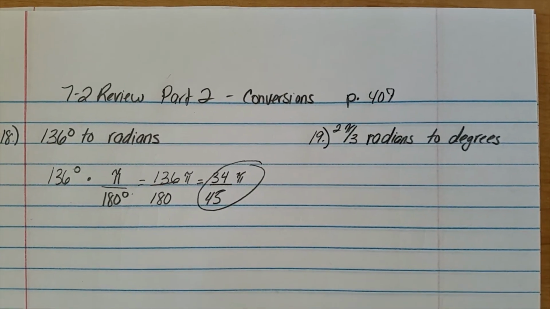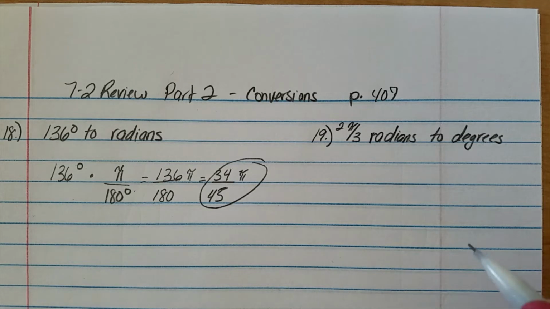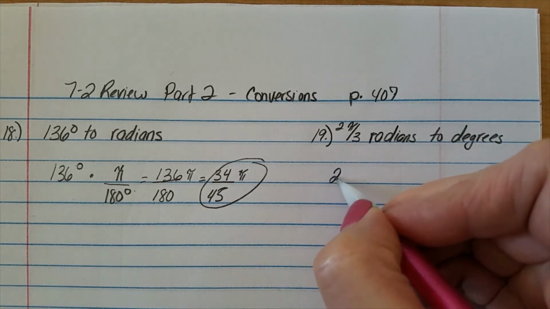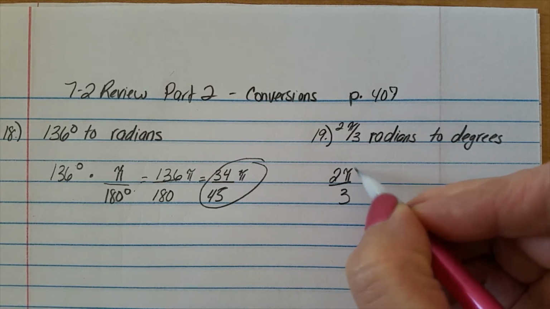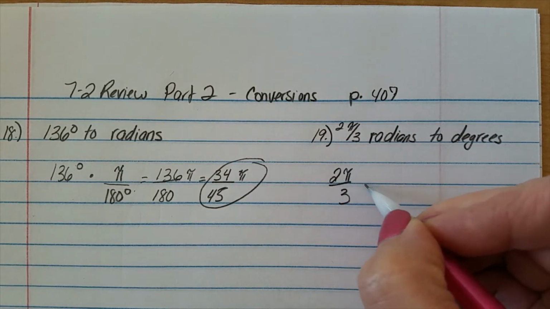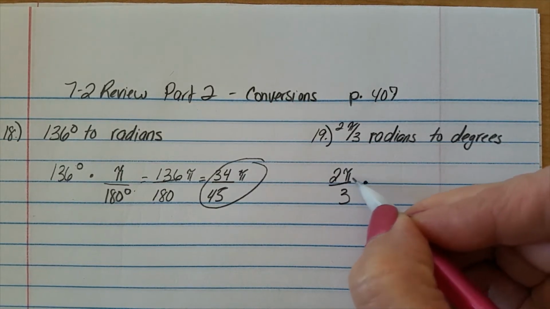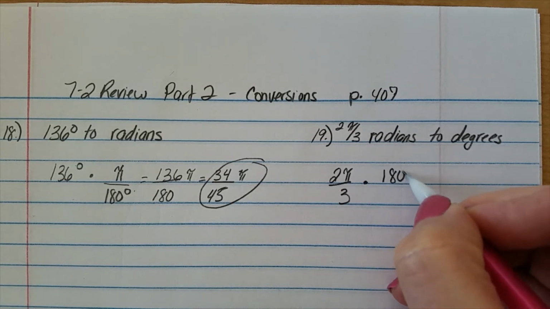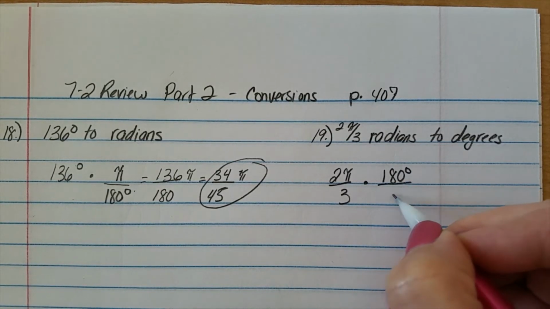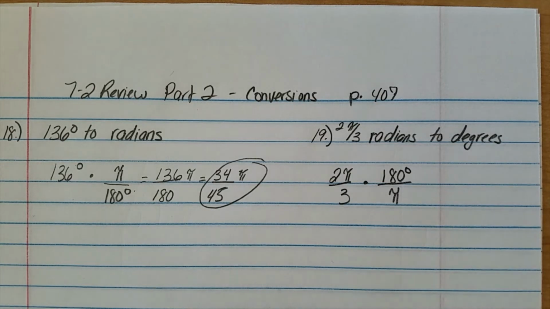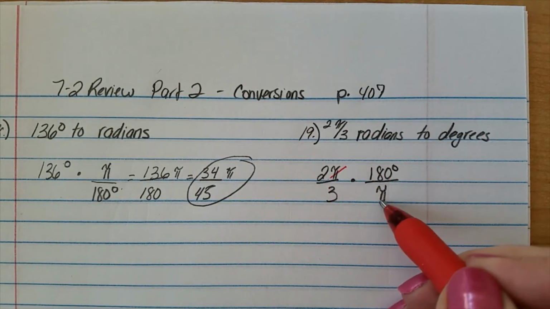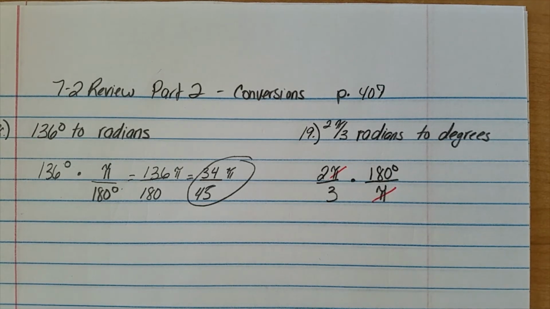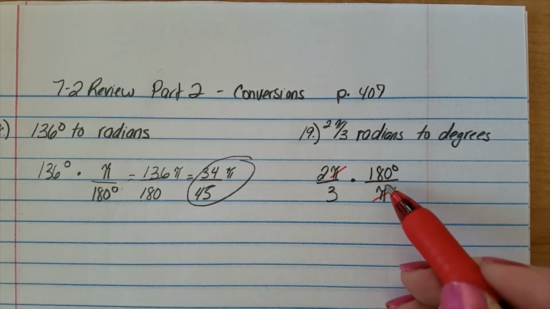Let's do 19. Let's go radians to degrees. Okay, so I have 2 pi over 3 radians. I've got that pi there. That also tells me we're in radians, to degrees. If I want degrees, I'm going to put degrees in the numerator, and I'm going to put my radians in the denominator. That way my pi's cancel out. I can also cross reduce.